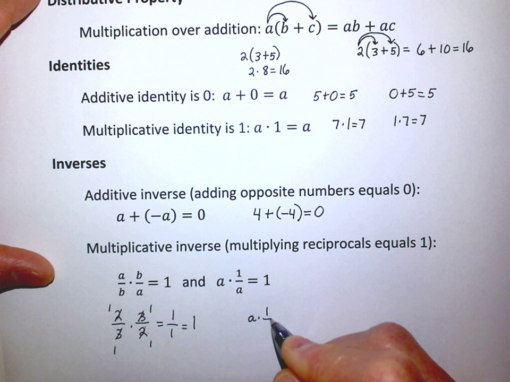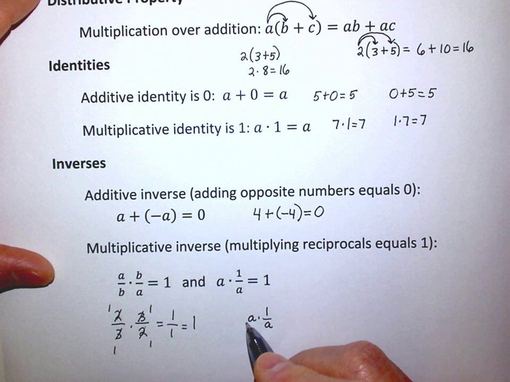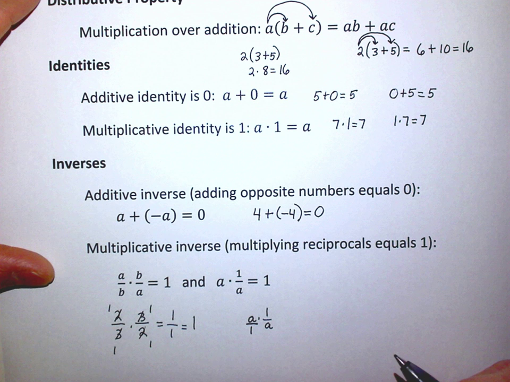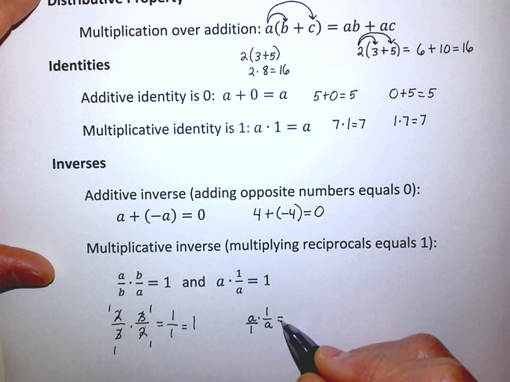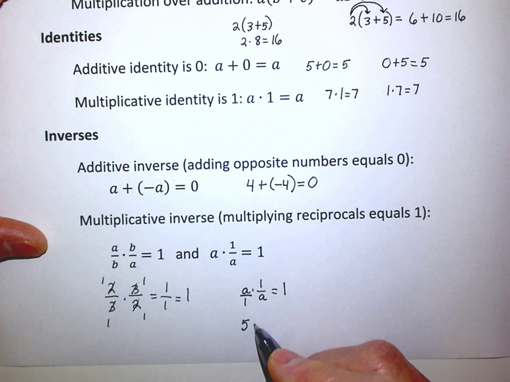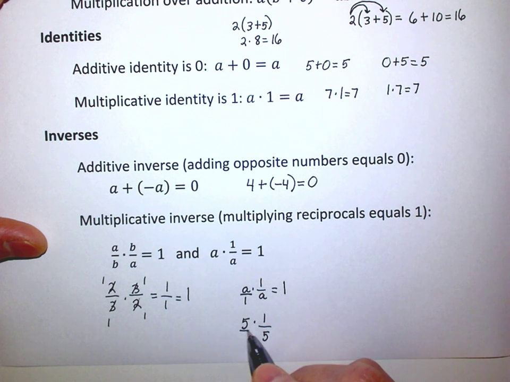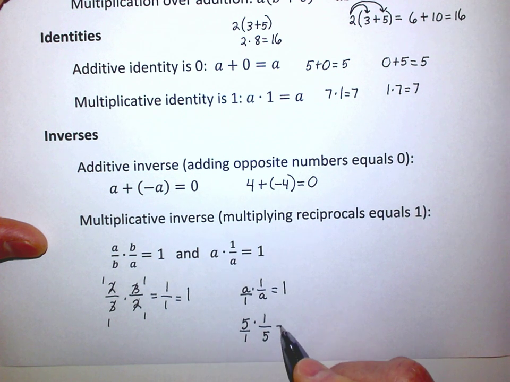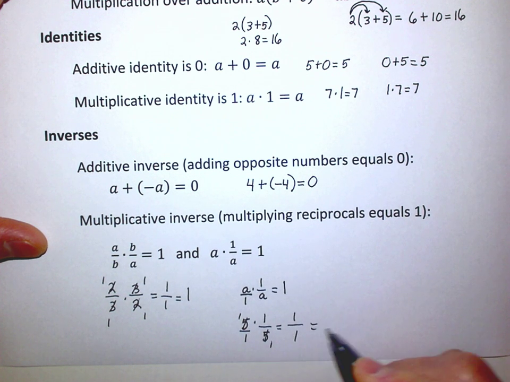A times 1 over A may not look like we're multiplying reciprocals, but if you remember, we can take any number and turn it into a fraction by putting a 1 underneath. A over 1 times 1 over A. We are indeed multiplying reciprocals. So 5 times 1 over 5, that's the same thing as 5 over 1 times 1 over 5. And these all cancel and gives me 1 over 1, which is 1.